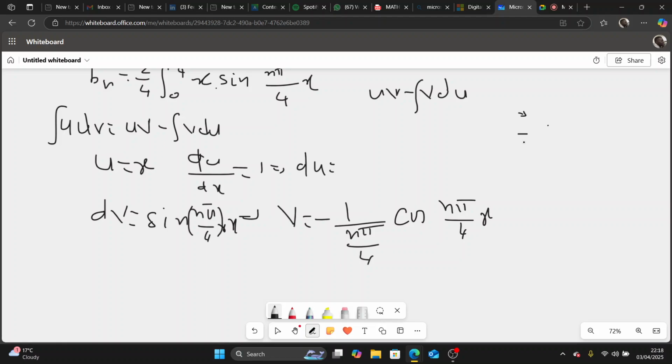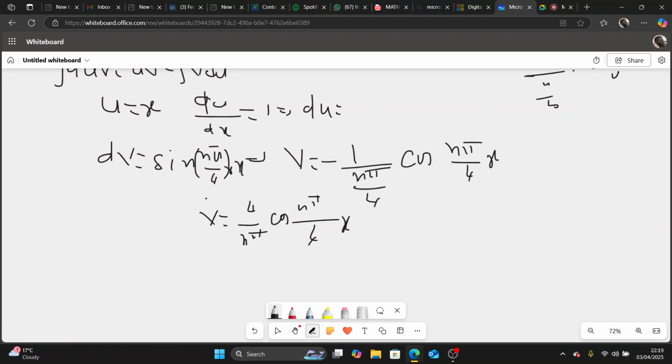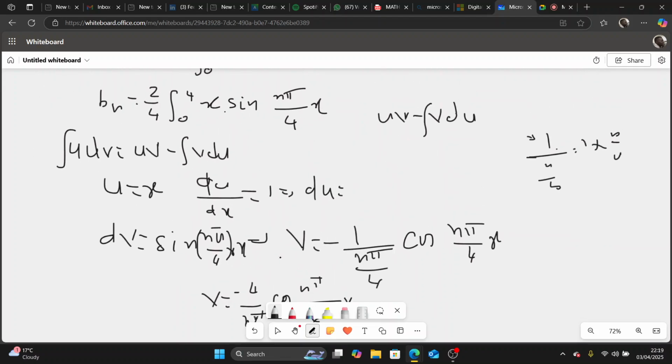Now what does this mean? You basically have 1 over ab. So what is the answer? You're going to have 1 multiplied by b over a. So that's why you will see your v here is simply going to be 4 over n pi cos n pi over 4 x. So if you have something like this, manager, what you have to do, you can simply switch them. You bring the 4 on top like here, and you get your v. But don't forget that there's a negative here, because it is sine.